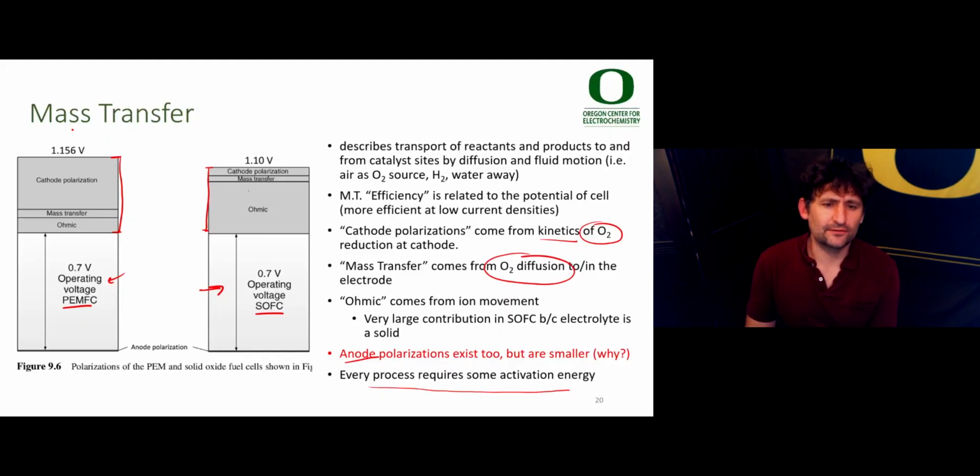In a solid oxide fuel cell, the polarization losses are small. They're small because you're operating at high temperature. But the ohmic losses are large because the solid is not as good of an electrolyte, typically, as the ionomer membranes. At the low temperature fuel cells, low temperature meaning below 100 degrees Celsius, the cathode polarization is one of the main losses, depending on the current density you run at.